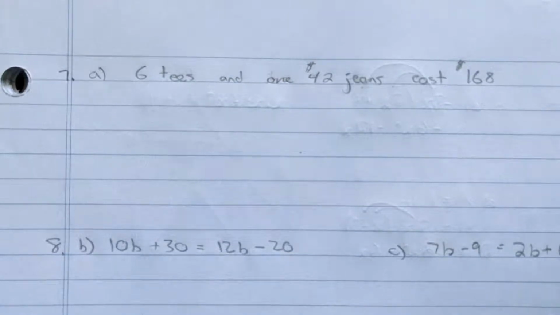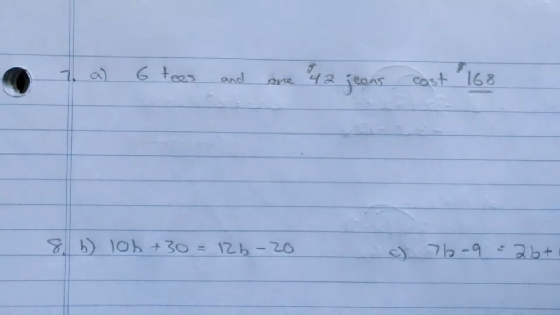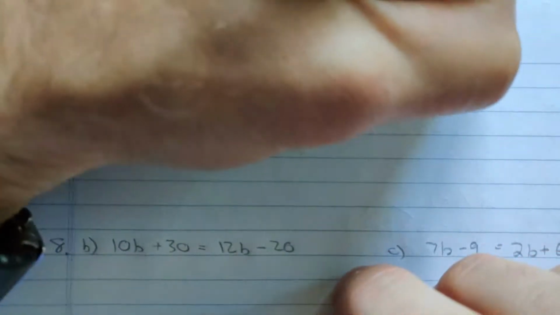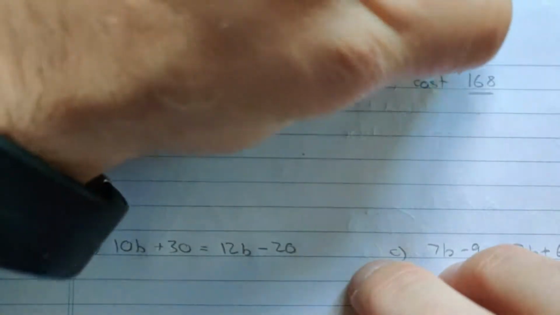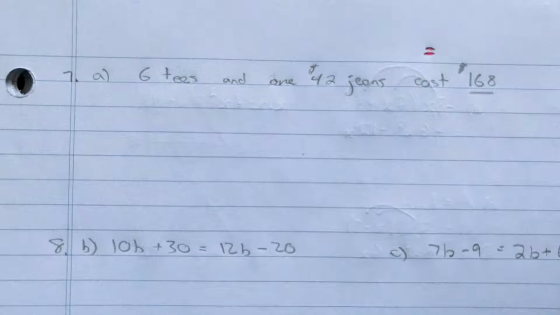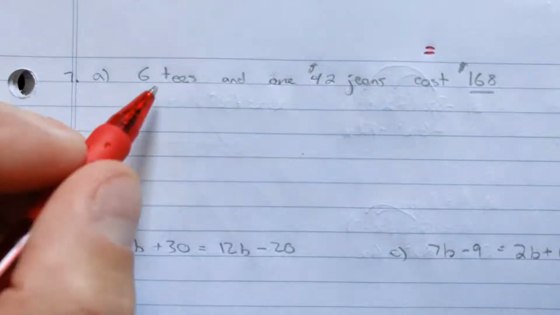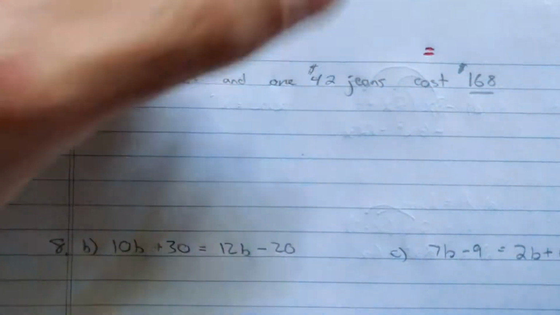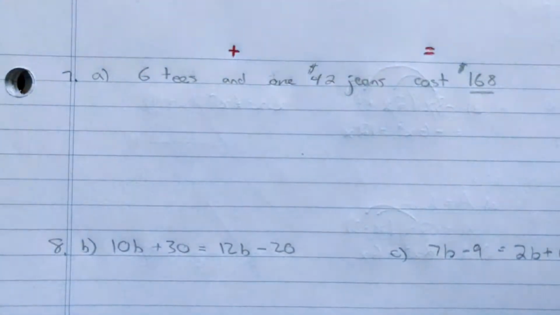So the cost is the total over here. So that's our total. So when we're writing the equation for this, this is going to be replaced with an equal sign. So something is going to equal 168. And then our jeans and our t-shirts equal 168. So this is going to be plus. We're going to be adding those values together because we got to get the total cost.